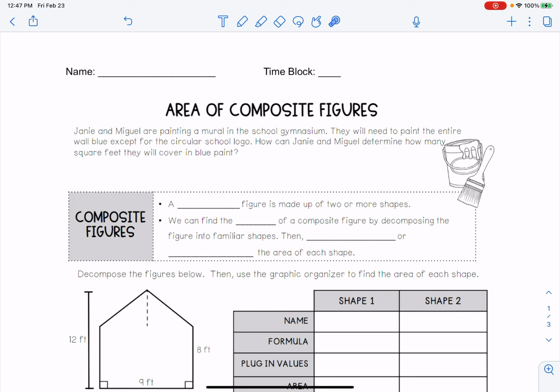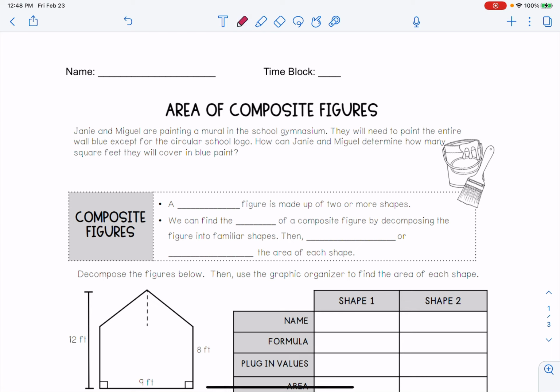So let's imagine a situation here. Janie and Miguel are painting a mural in the school gymnasium. They will need to paint the entire wall blue except for the circular school logo. How can Janie and Miguel determine how many square feet they will cover in blue paint?